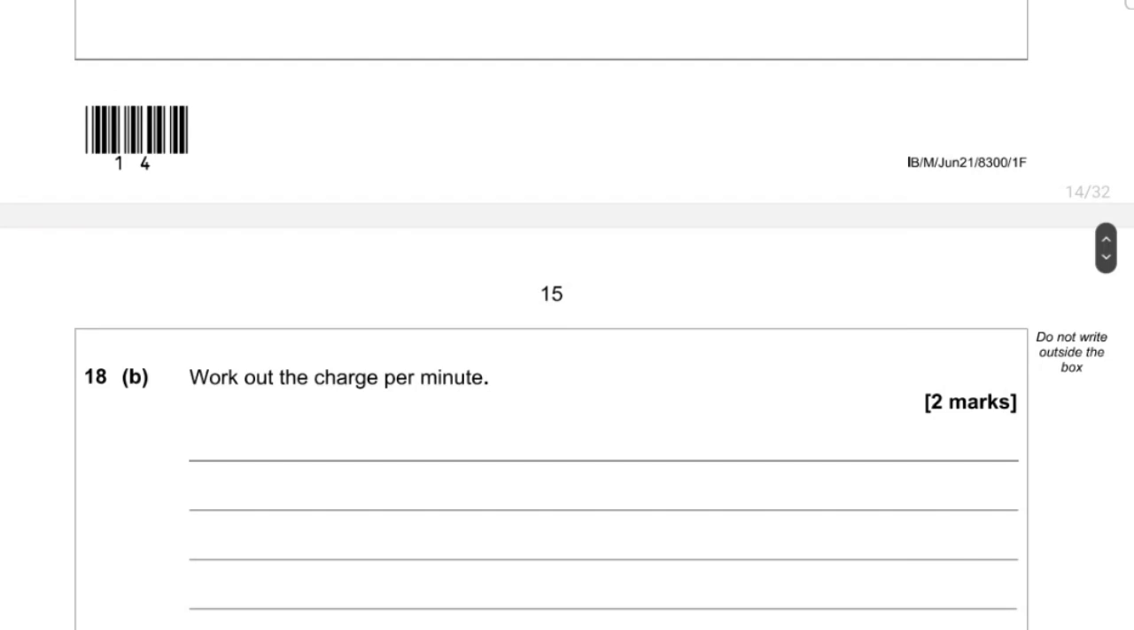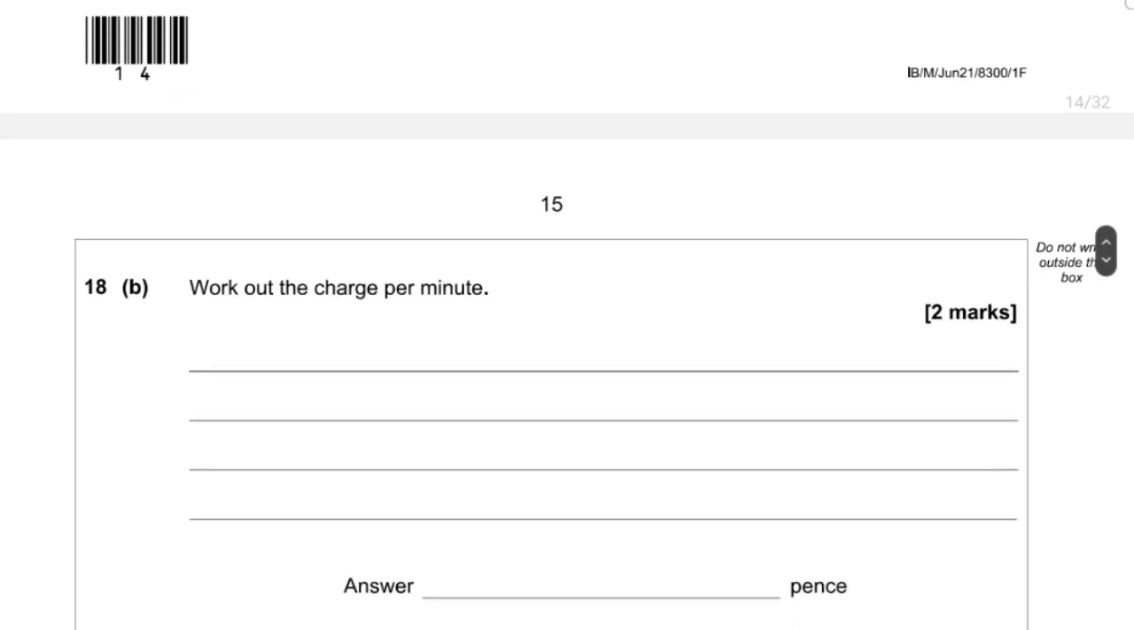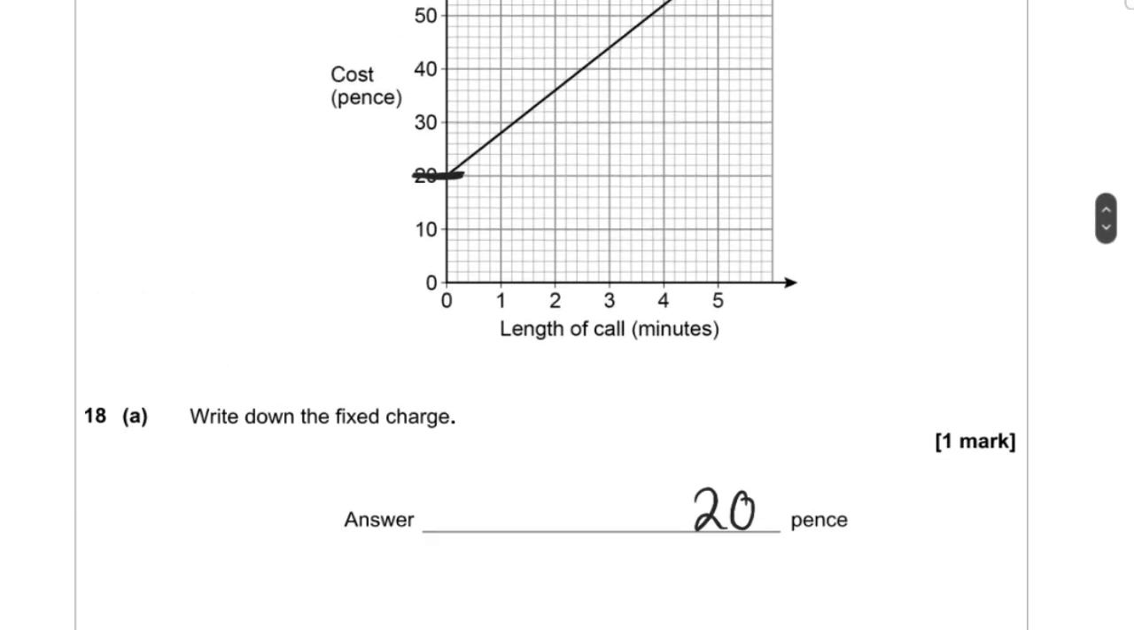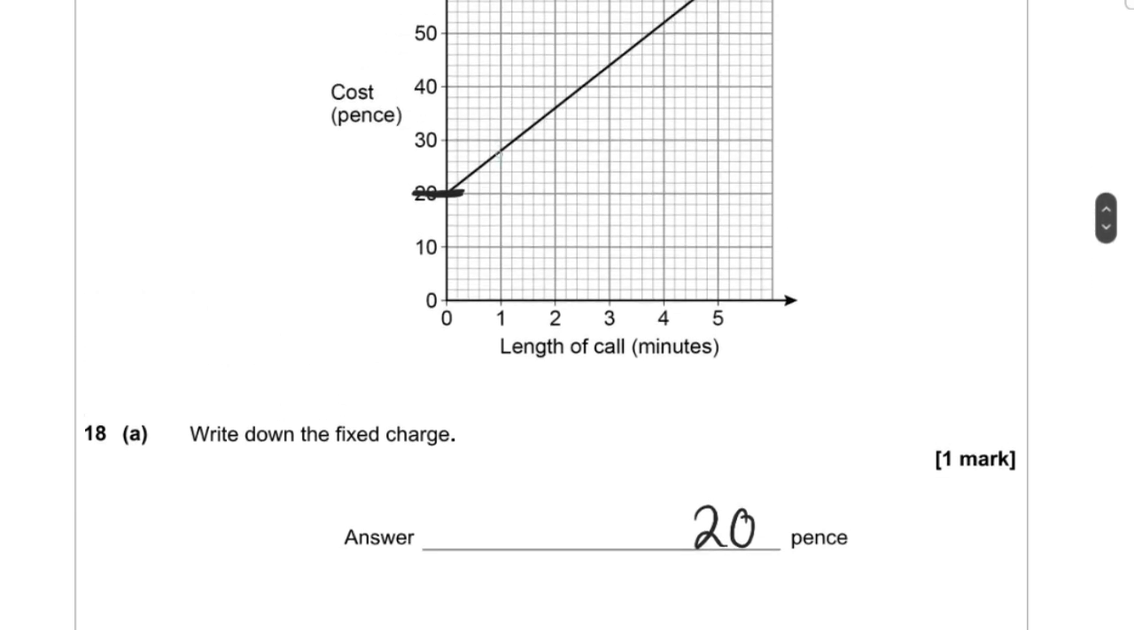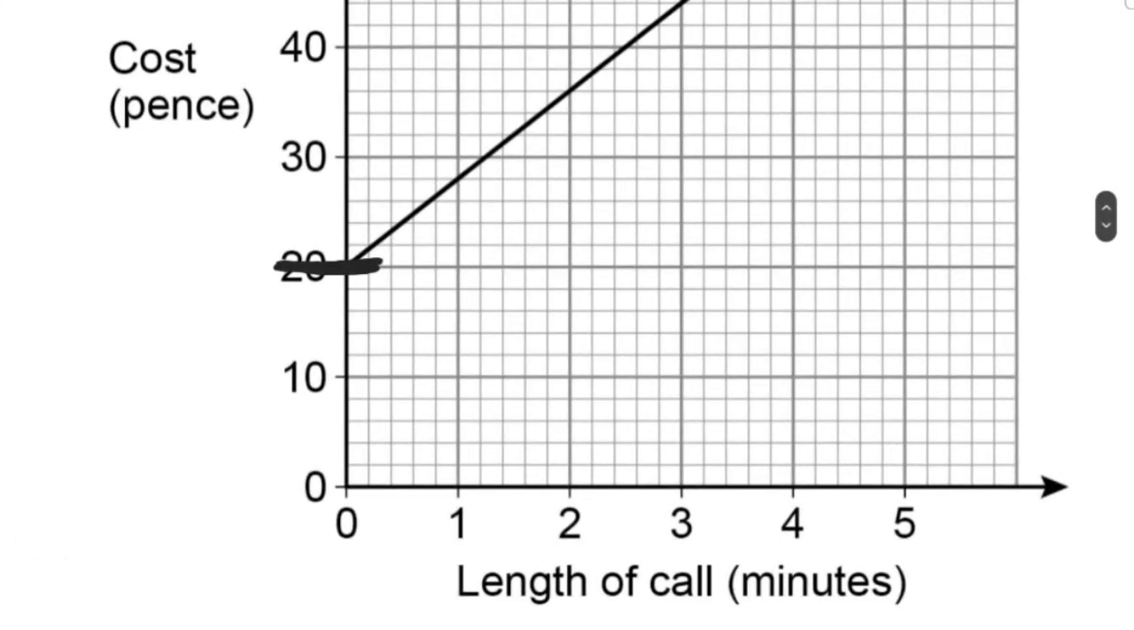Part B, work out the charge per minute. Okay, so we might have to go back to the graph for this. So this is going to be the gradient from 0 minutes to 1 minute and the gradient from 1 minute to 2 minutes, etc. So if I get rid of some of my drawings, we can see that if I zoom in a little bit, we can see that if you go across to the number 1, then the graph goes up 4 of these little squares.